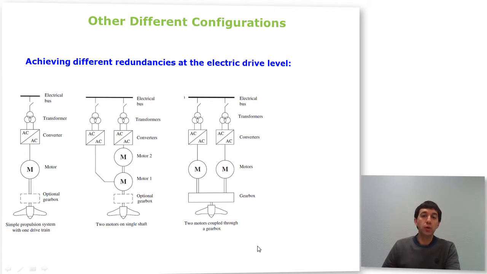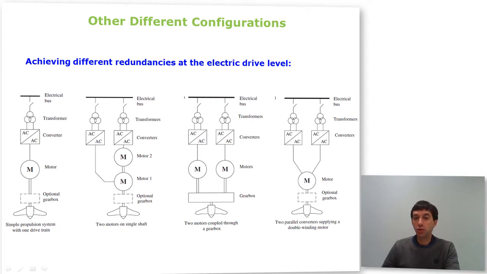Then also we could use a more complex gearbox in order to couple mechanically two electric motors to a single propeller, like this special gearbox. This is another possible configuration.